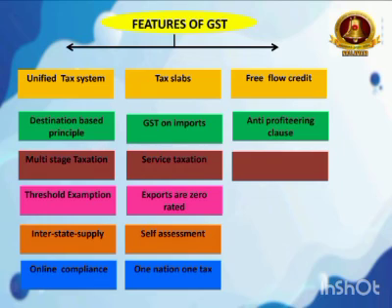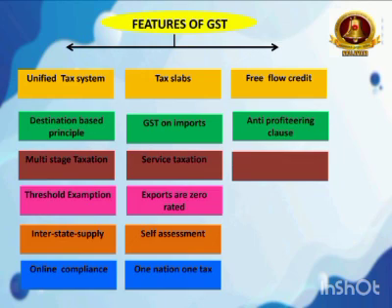14th point, one nation, one tax. GST is levied on supply of goods and services across India. It is a single tax on the supply of goods and services from the point of production to the point of sale to the final consumer. Uniform tax is levied for the same commodity transacted across the states. 15th one, free flow of credit. In the GST regime, there is free flow of credit when there is interstate supply.